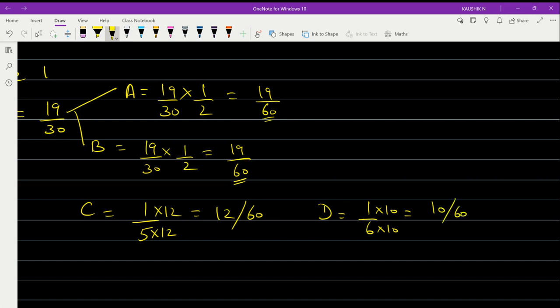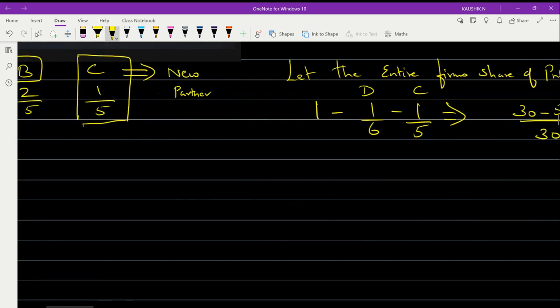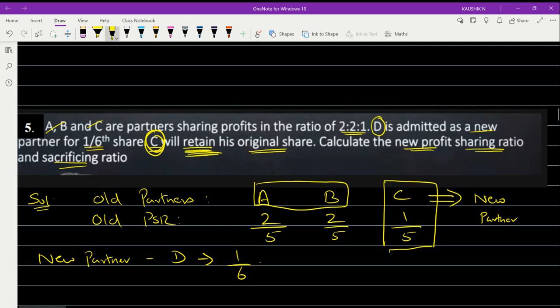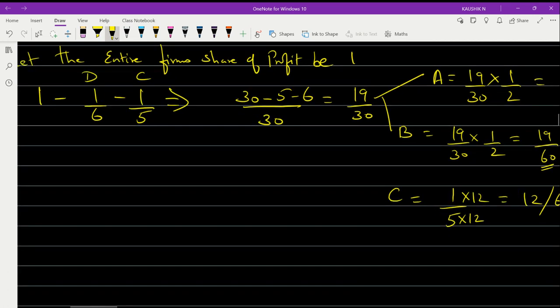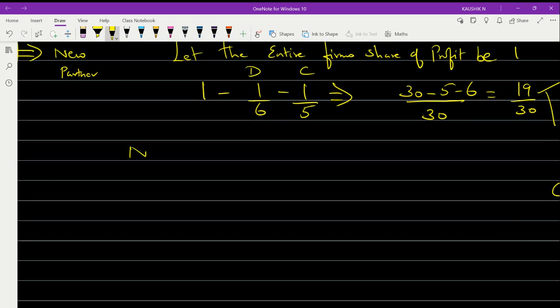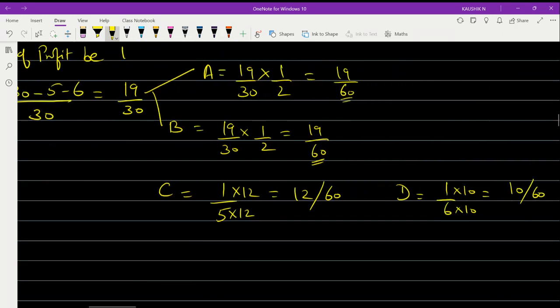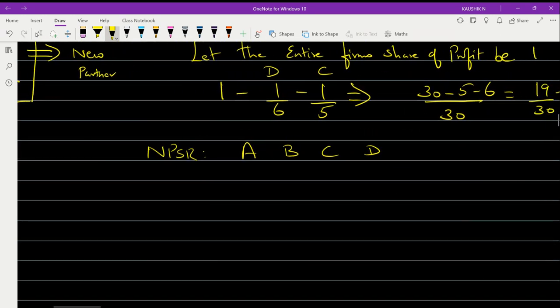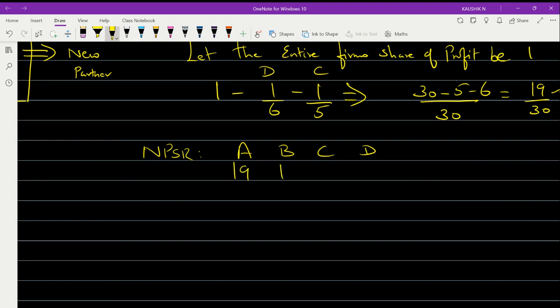So we have now found out the new profit sharing ratio. What was the question all about? The question is all about finding the new profit sharing ratio and the sacrificing ratio. Okay, so now let us take up the NPSR between A, B, C and D. What are the values? 19, 19, 12 and 10. You can't go for any further simplification. So that means this is the end of it. Got it?